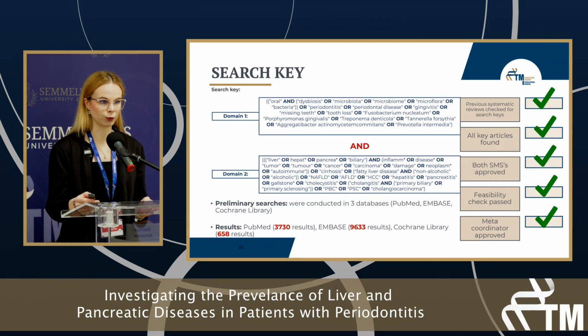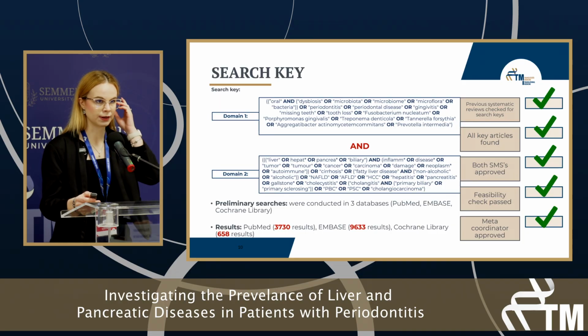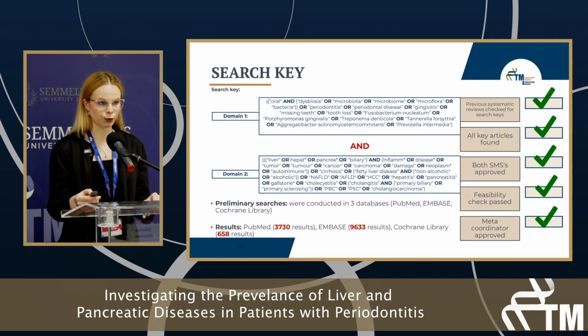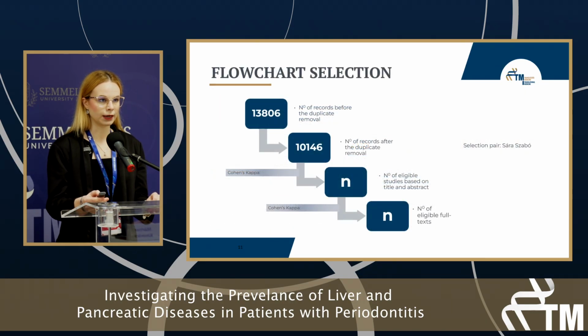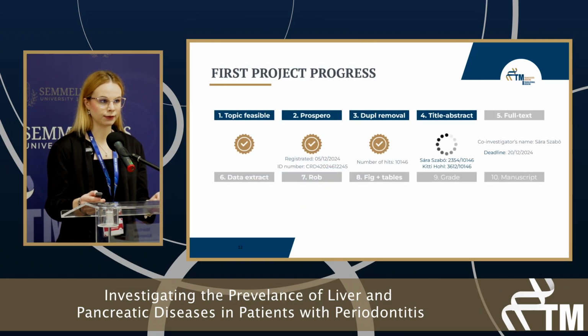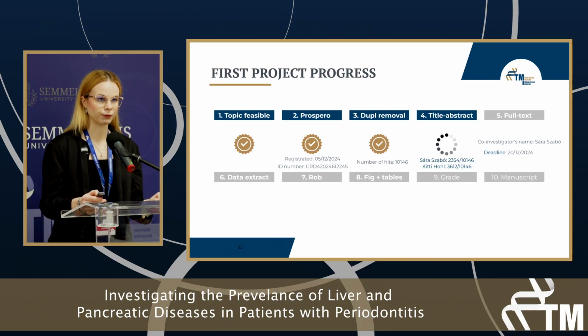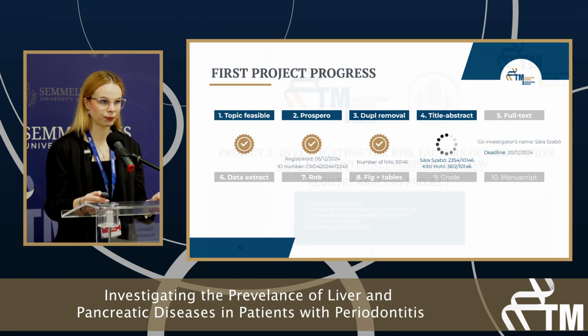I designed two domains. The first one is related to the periodontal condition, and the second is to the diseases we want to talk about. After the duplicate removal, 10,000 articles have remained, and right now we are doing the title abstract selection with a deadline of the 20th December.